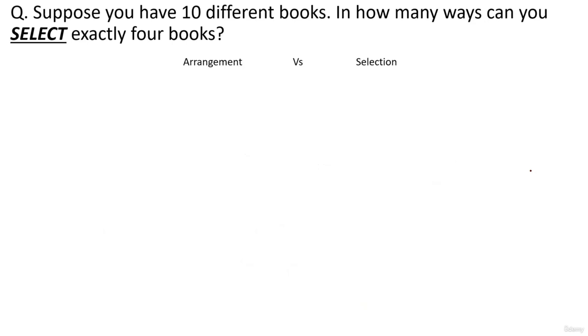Suppose I have exactly 2 books. Guys, we need to first understand the difference between arrangements and selections. So suppose I have 2 books, and I want to arrange them. 2 books in 2 places can be arranged in 2P2 or 2 factorial ways, right? That is 2. But if I am selecting, I have 2 books available and I have to select both, there is only one way, right?